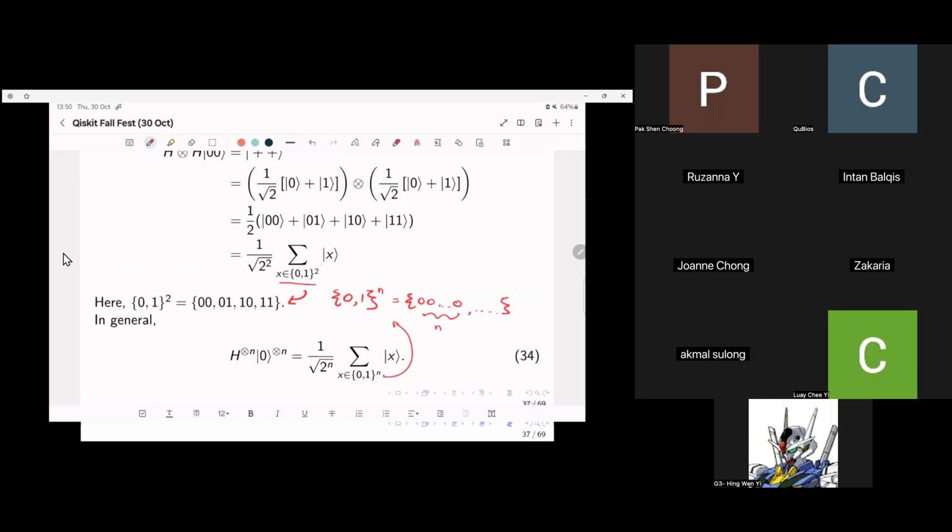And then this x takes from this particular set. It means that you are summing from 0, 0, 0, 1, 1, 0, and 1, 1. So this is a very short form of way for us to write down this whole thing. And because I write it in this particular pattern, you can generalize to, for instance, if you have n qubits with n Hadamard gates, you basically have this general form of equation.